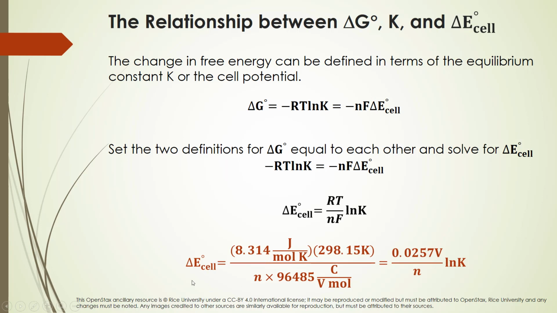Now, just continuing at the very bottom, notice that I plugged in all of the constants. So R, the temperature in Kelvin, and Faraday's constant, and all we have left is n, and that's going to be dependent on the reaction. So multiplying everything together, you actually get this nice handy equation, 0.0257 volts divided by n, the number of moles of electrons transferred during the reaction, and that's going to be multiplied by the natural log of the equilibrium constant.